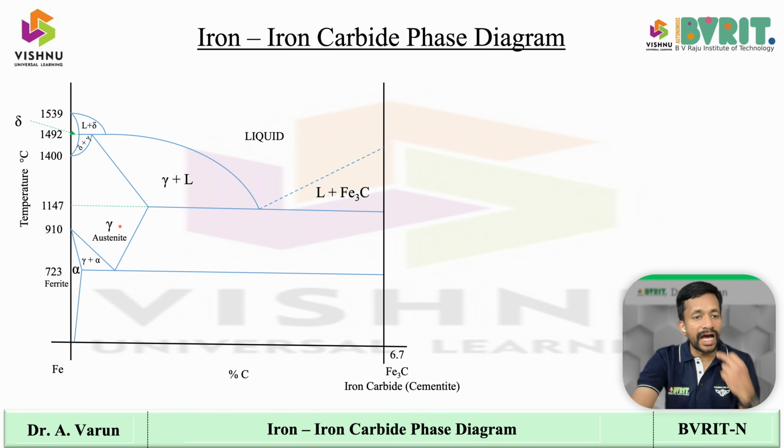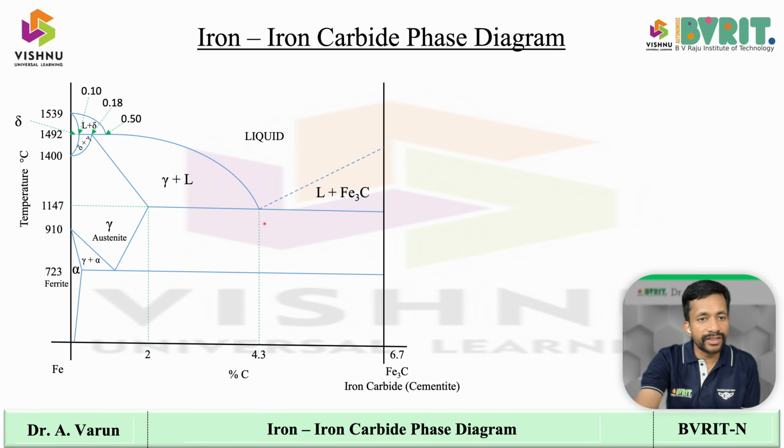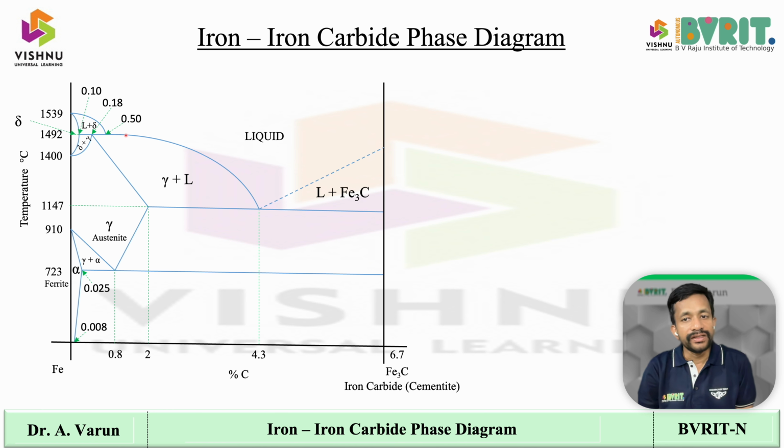So the remaining things are about the percentage of carbon. Delta maximum 0.1, and the reaction takes place at 0.18. Maximum it can go to 0.5. And the eutectic reaction takes place at 4.3, and maximum gamma is up to 2%. And in gamma iron, the eutectoid reaction occurs at 0.8, and alpha maximum is 0.025, and at room temperature you have 0.008. Then, like I was saying, there are horizontal lines which indicate that there is a reaction, or the invariant reaction we call, occurring at 1492, 1147, and 723 degrees centigrade.